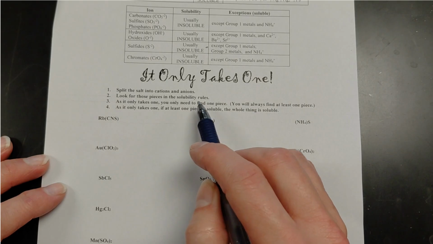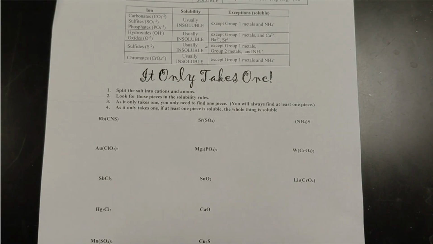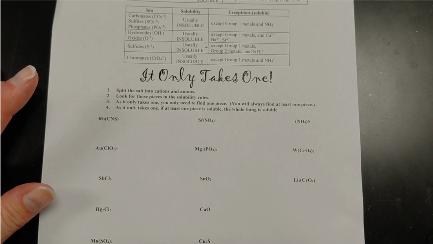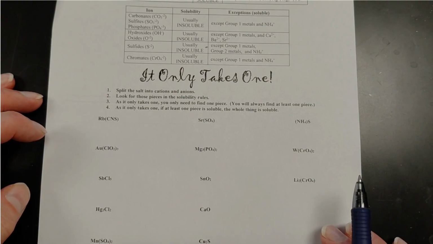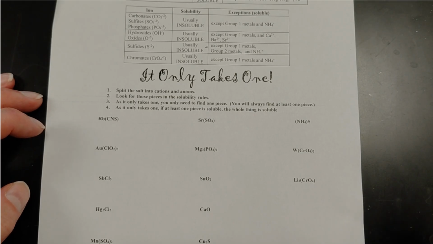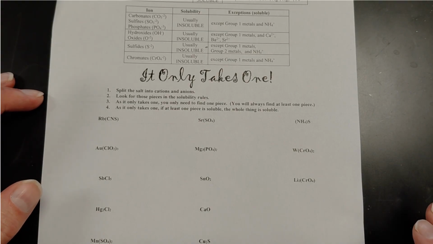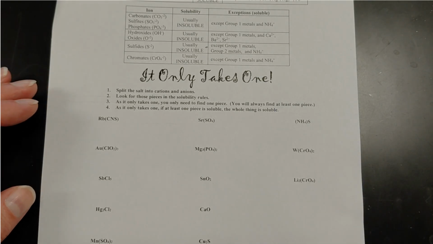It only takes one piece. That's what I mean by it only takes one. I have two things, a cation and an anion. If even one is soluble, it is soluble. And since it only takes one, I am guaranteed to find at least one of the pieces in my charts. Then, if I don't see it in the chart, or they're both insoluble, then we call it insoluble. It only takes one soluble to be found in the chart to make the whole thing soluble. That's all it takes. So we're going to do these examples here.